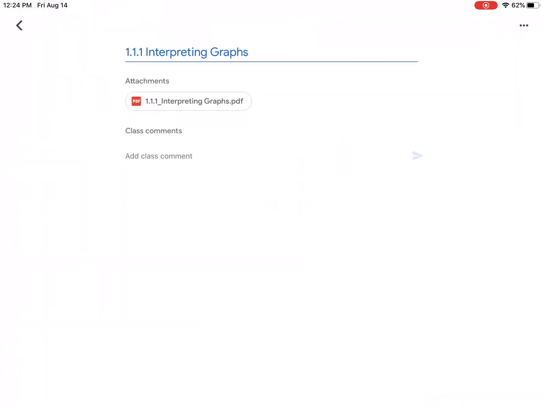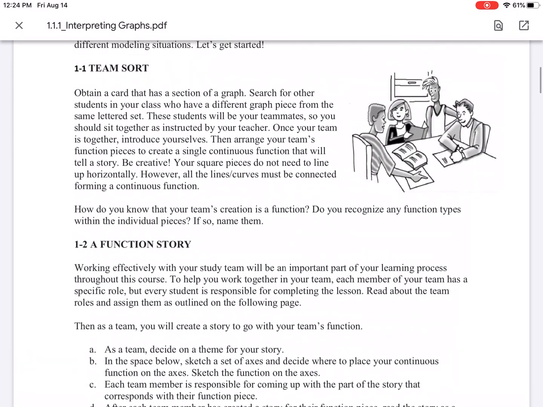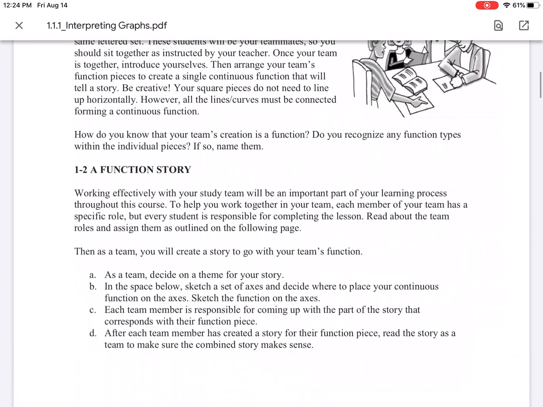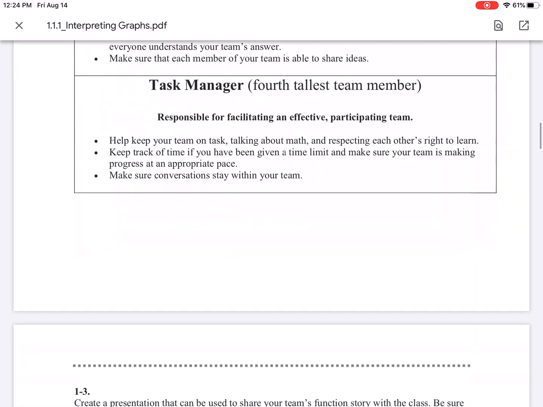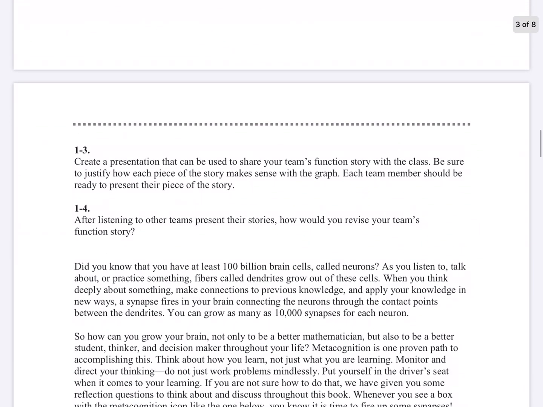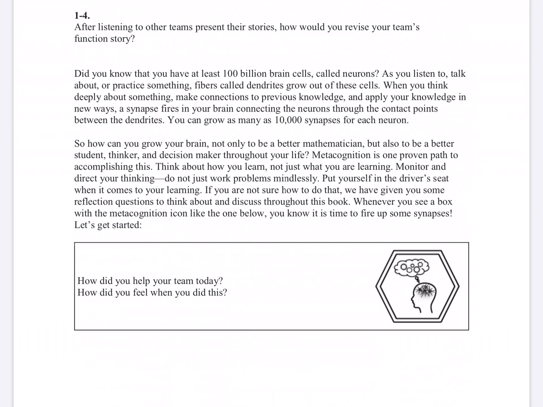The problems will always be at the end of the lesson itself. So if you open up the PDF, we went through this whole lesson today. The general team roles were included in this, but we already talked about that. We answered all the way through 1-4. We skipped this section down here because we were short on time, but if you want to read that, it's kind of interesting.